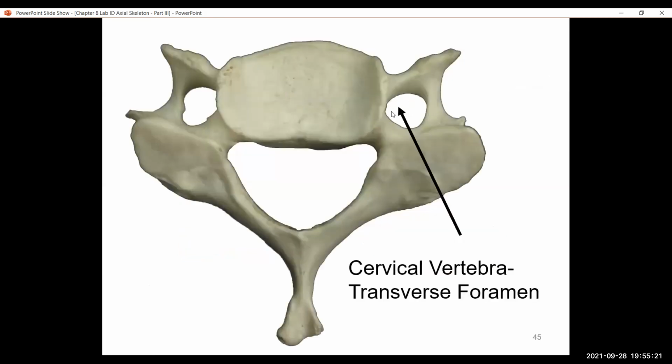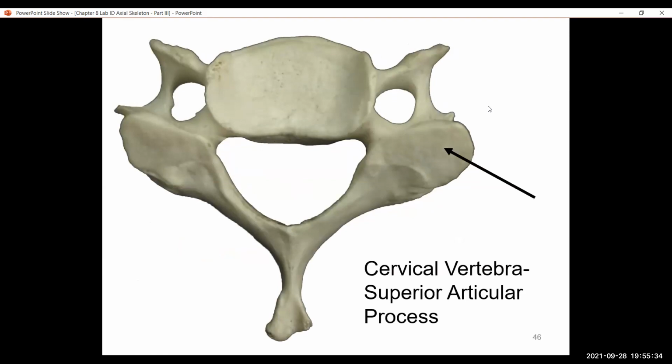Here's that nice transverse foramen. You'll only see these in the cervical vertebrae, nowhere else in the spine. That's where the vertebral artery and vein are going to be located. And that arrow there is pointing to the superior articular facet or process. Okay, so on a test, if the arrow is pointing to this area here, you would write in superior articular facet.